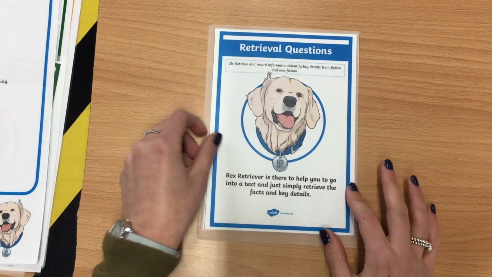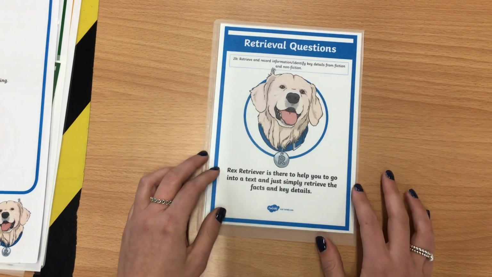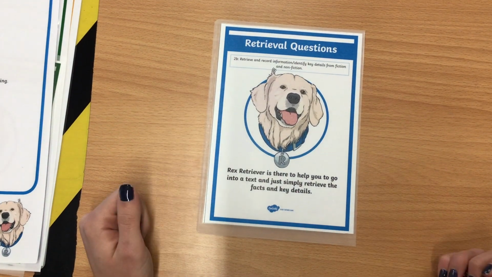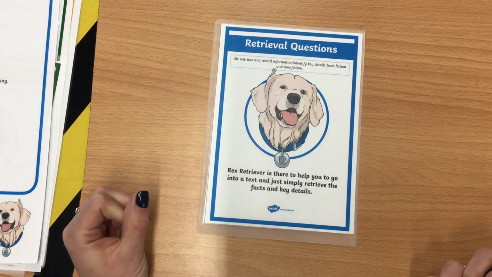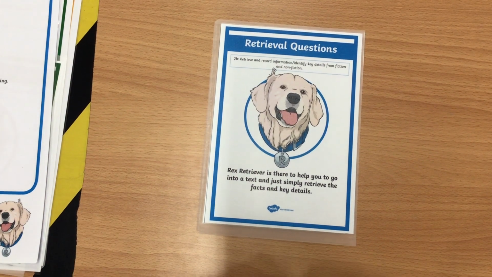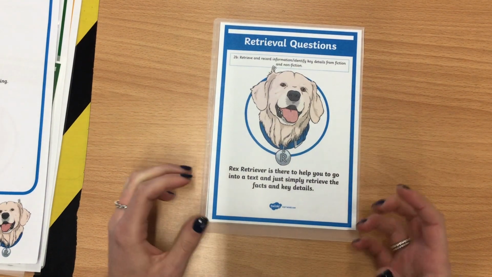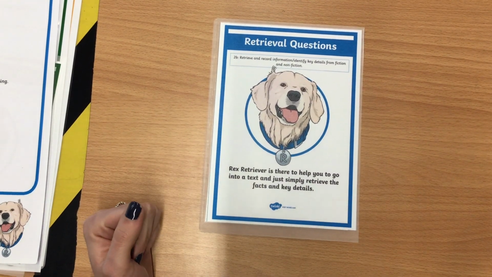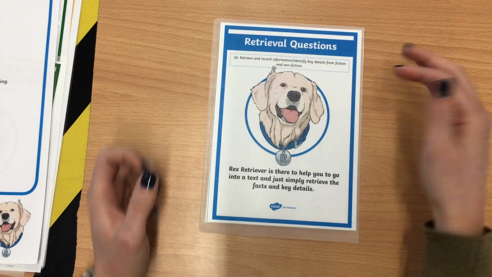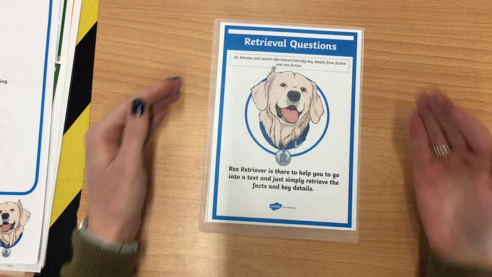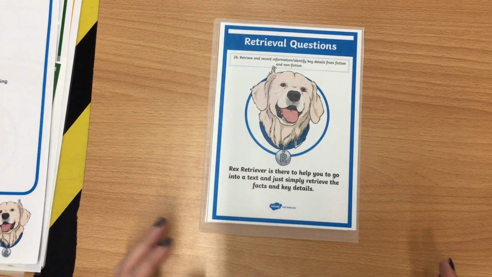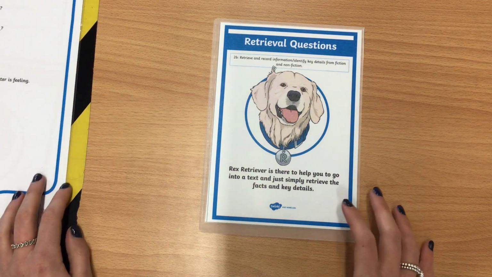Okay, Rex Retriever now. We've been looking at this already this week, and I've already showed you this reading dog. We spoke about this the other day. He's there to help you retrieve information and facts from the text. So we spoke about, didn't we, almost becoming Rex, thinking about becoming that retriever and how he would go and fetch that ball. You guys are fetching that information from the text and you bring it back. You don't change anything about it. You find the information in the text, okay?